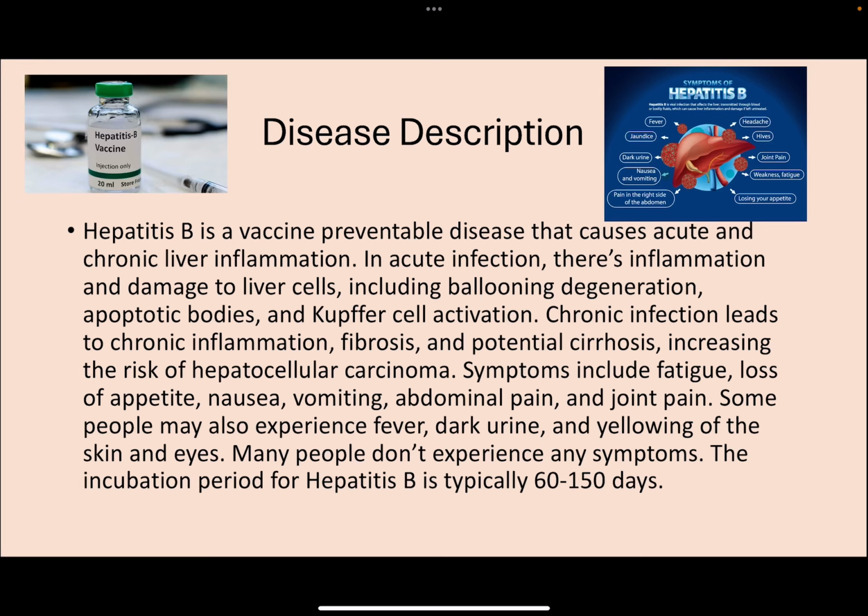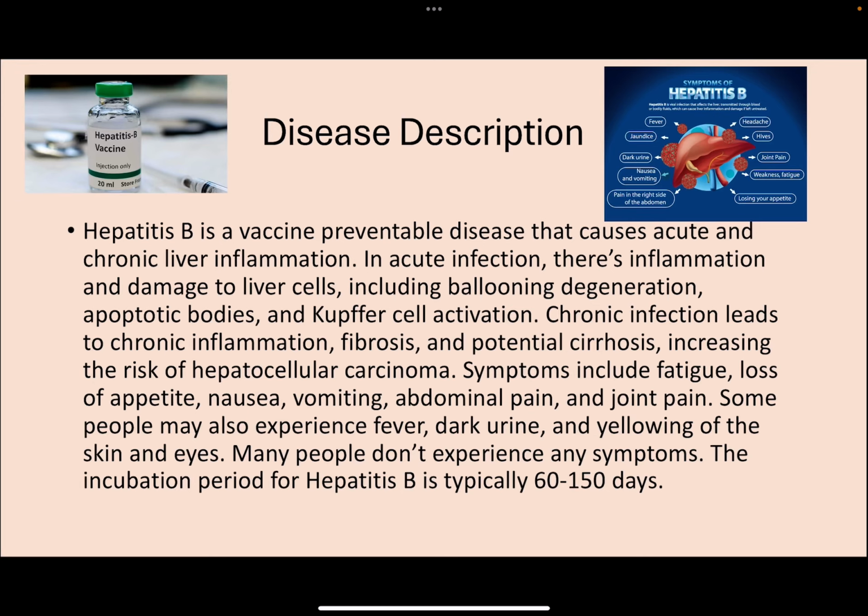Symptoms include fatigue, loss of appetite, nausea, vomiting, abdominal pain, and joint pain. Some people may also experience a fever, dark urine, and yellowing of the skin and eyes, which is also known as jaundice. Many people don't experience any symptoms at all. The incubation period for hepatitis B is typically 60 to 150 days.